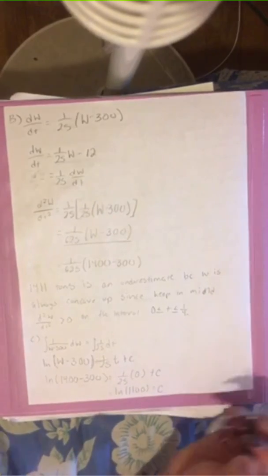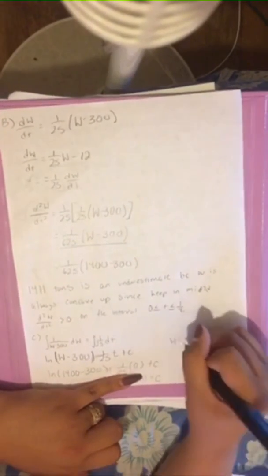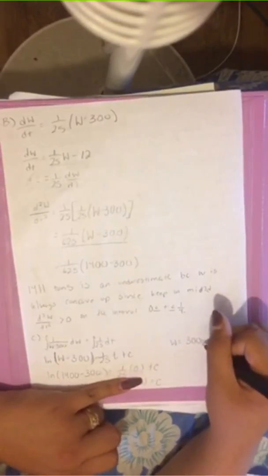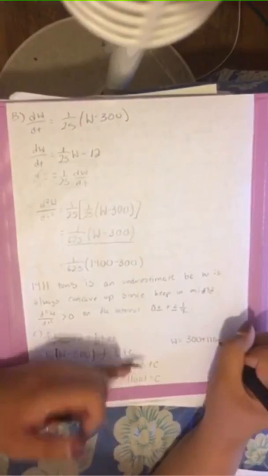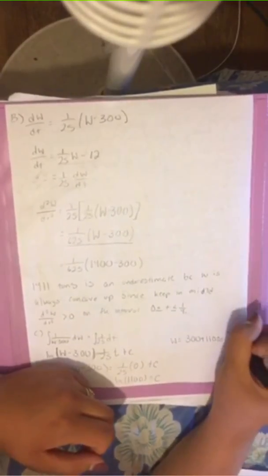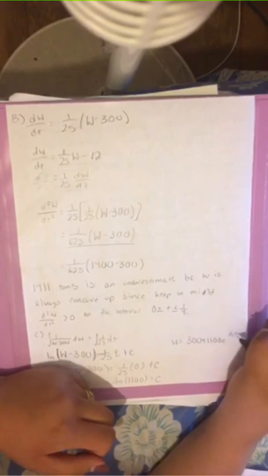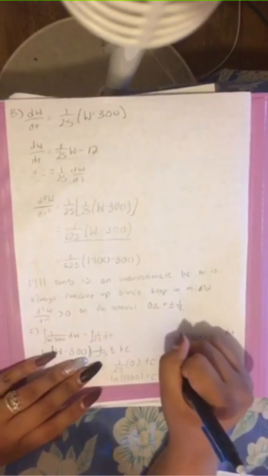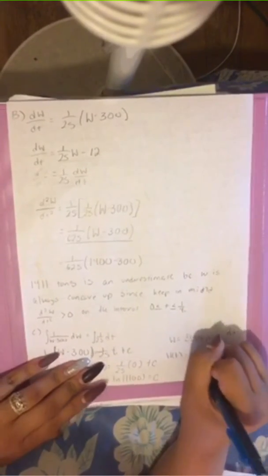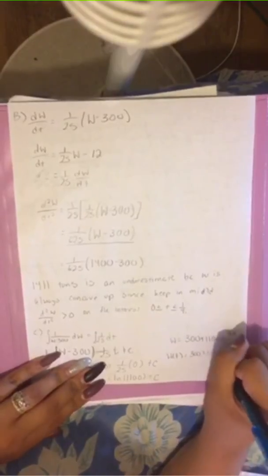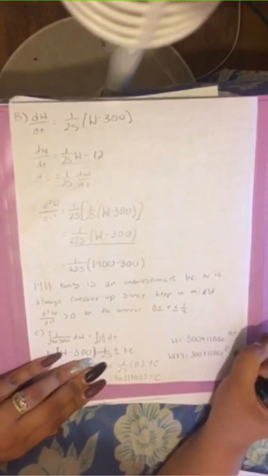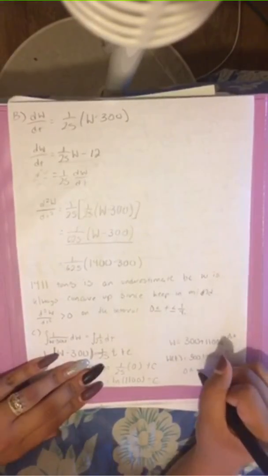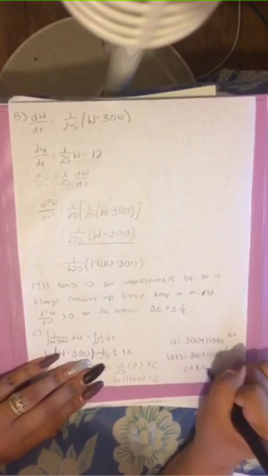So now, knowing that, we only need to do W equals 300 plus e to the 1 over 25 t. And so knowing that, W of t equals 300 plus 1100 e to the 1 over 25 t. And we know that the interval will be 0 is less than or equal to t, which is less than or equal to 20.